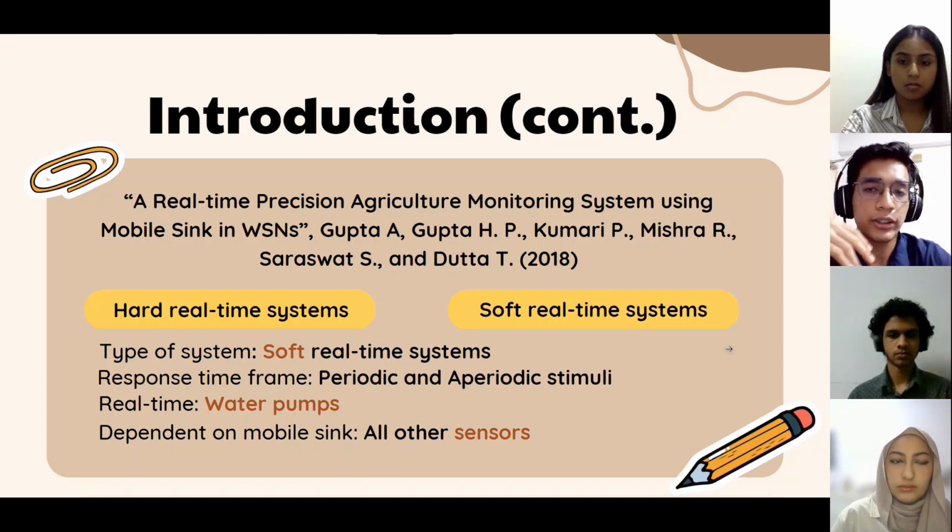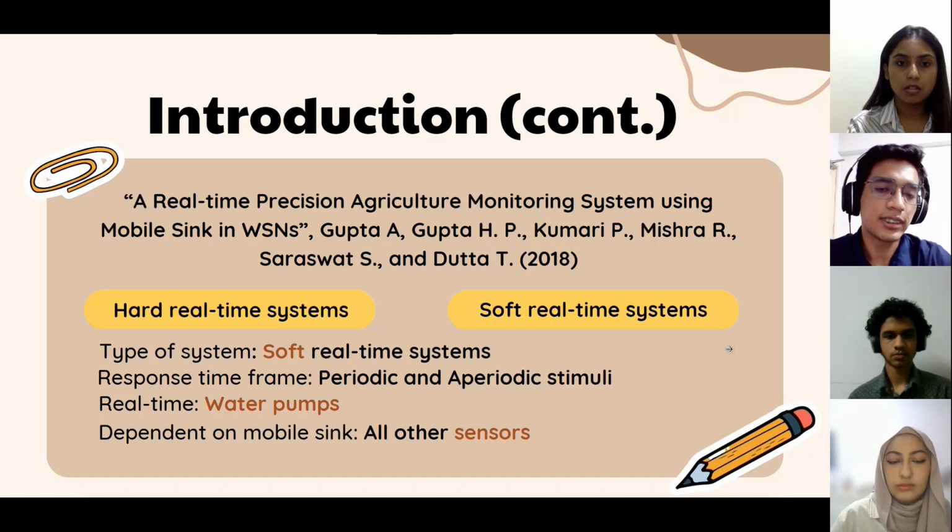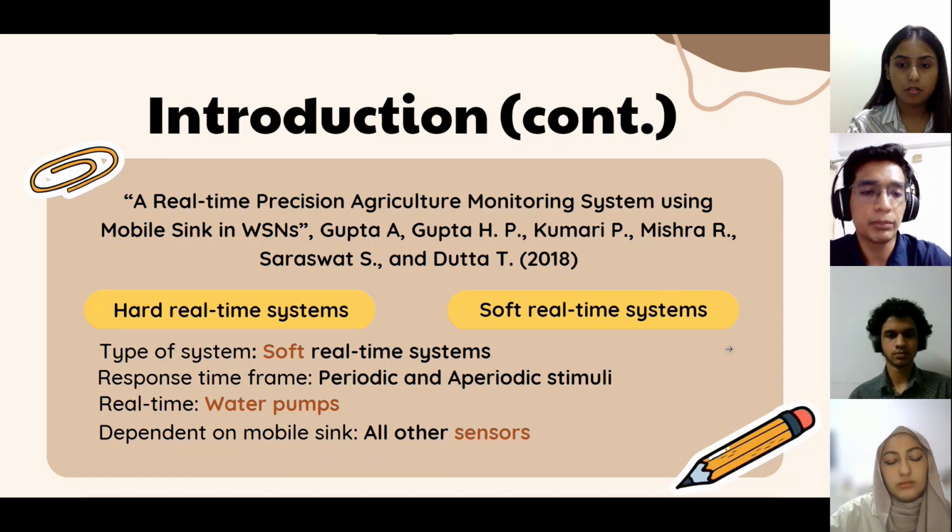And in terms of depending on external factors or environmental factors, this one would be regarding the mobile sync or the tractor, whereby if it reaches a certain range to the sensors, then only it will send that data. So that's what we would like to classify as dependent on external factors. So with that, I would like to pass it to my colleague. Thank you very much.